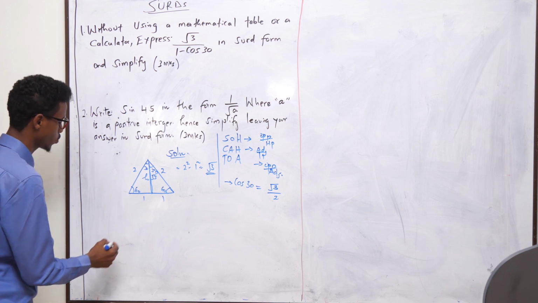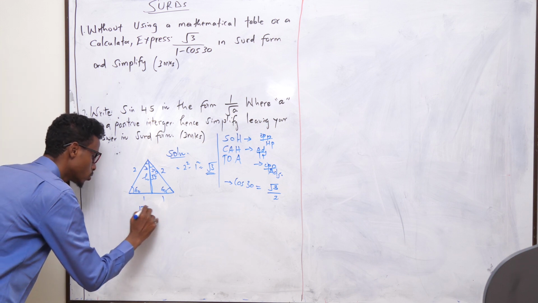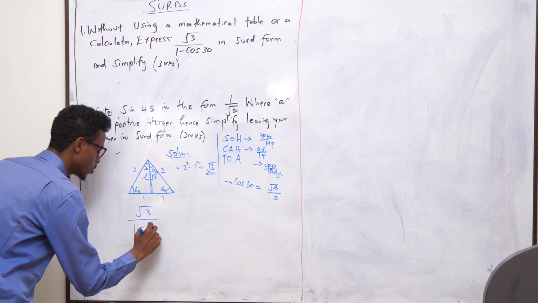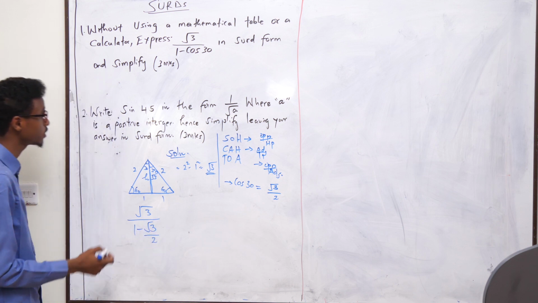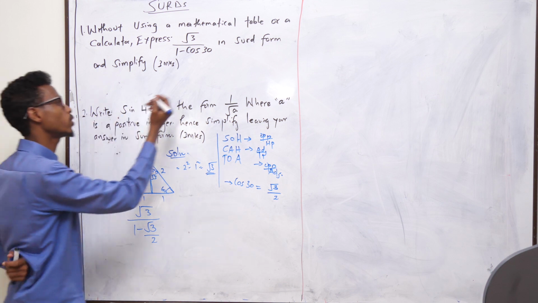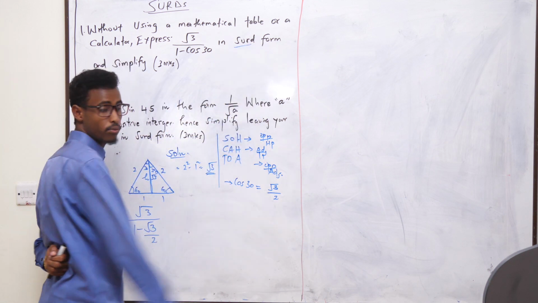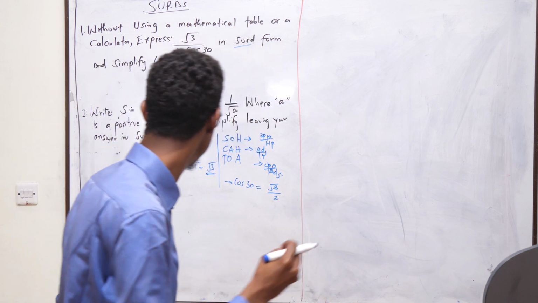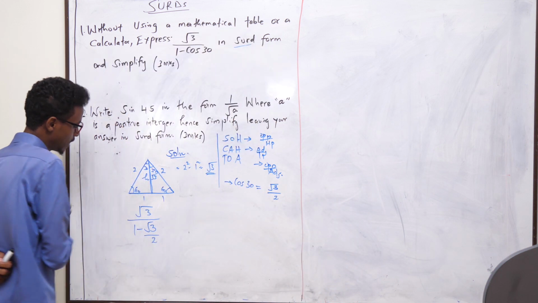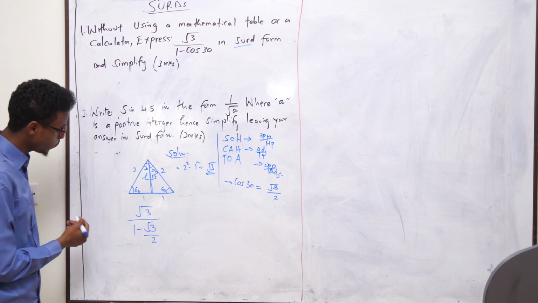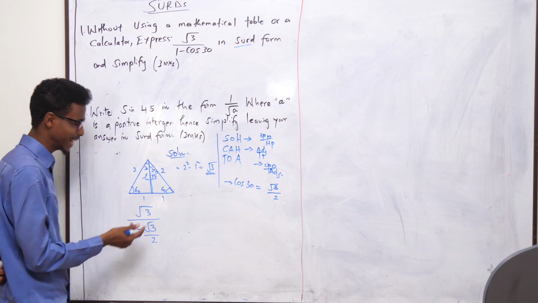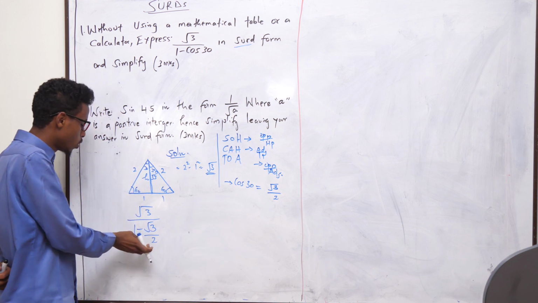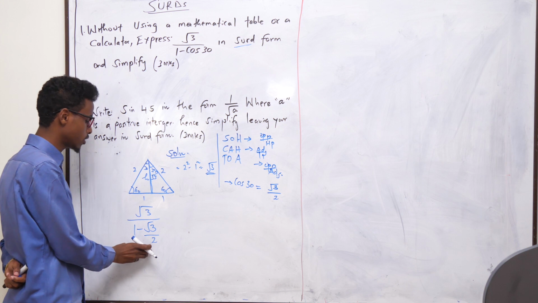Now, let's solve the question together. It will be root 3 over 1 minus root 3 over 2. Now, we have expressed the question in surd form. That was the first step that you were supposed to be doing. Now, and simplify. How do you simplify? We rationalize the denominator. How do we rationalize the denominator? We multiply by its conjugate on both sides.